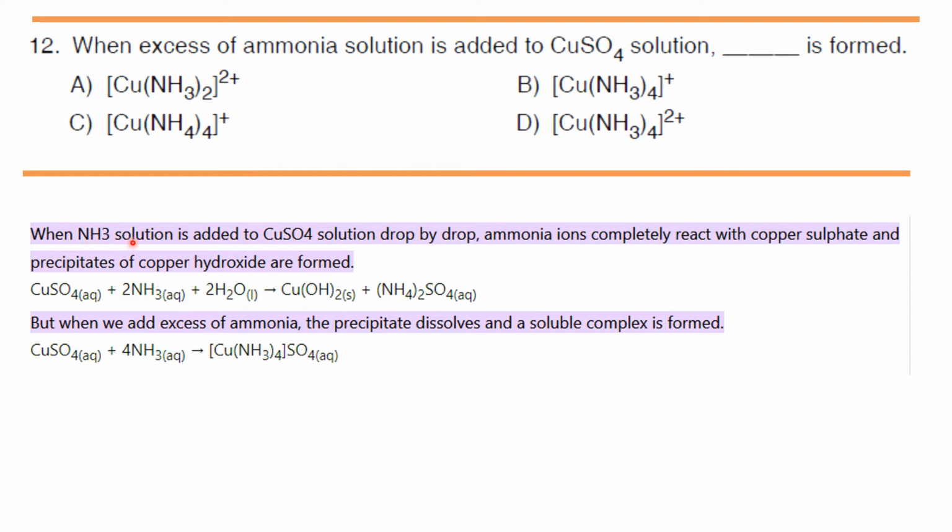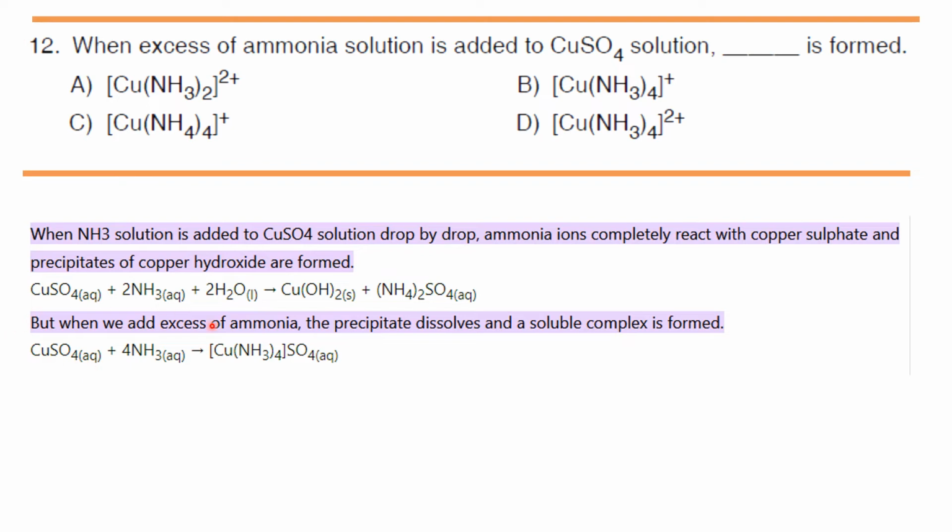So normally when ammonia solution is added to copper sulfate, and that too in drop by drop manner, ammonia will be completely reacted with this copper sulfate, and it would precipitate copper hydroxide. So when you are adding ammonia dropwise to copper sulfate solution, it will be forming copper hydroxide, which is actually formed as a precipitate, and ammonium sulfate is formed as a byproduct. So this is the reaction that normally takes place when you add ammonia drop by drop to copper sulfate solution.